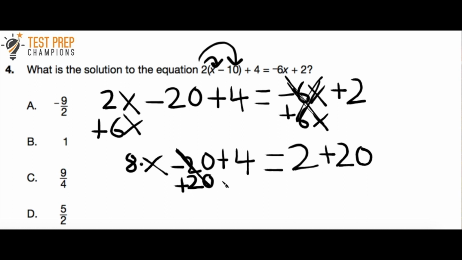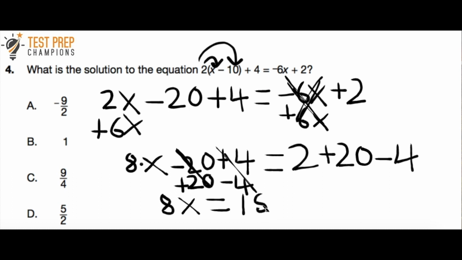Now, we also have this 8x plus 4, so we can do minus 4 to get rid of this. Again, whatever you do to one side, you also do to the other, so we have to subtract 4 from this side as well. That leaves us now with 8x, and that's equal to 2 plus 20. So 2 plus 20 is 22. And what about 22 minus 4? Well, 22 minus 4 is 18. So we now have 8x equals 18.